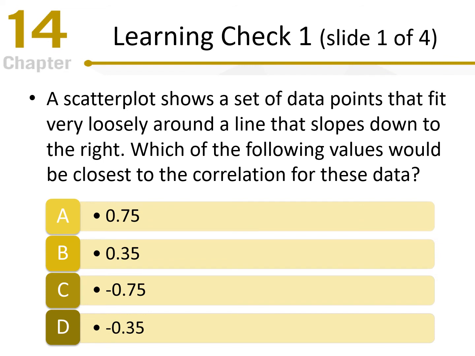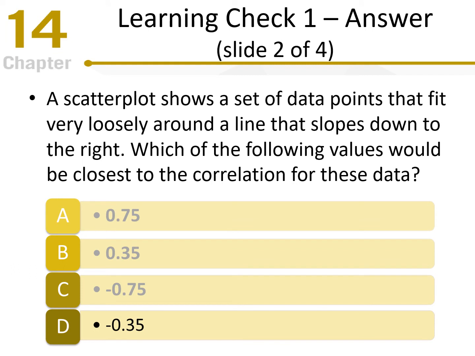Let's look at question 1 here, learning check 1. A scatter plot shows a set of data points that fit very loosely around a line that slopes downwards to the right. So the line is going downward, left to right, but the data points fit a line very loosely, which means that they're spread out a lot. So that shows me that it's a weak correlation because the data is fitting the line loosely. And if it's going down from left to right, that means negative. So it has to be weak negative correlation. And the only weak negative correlation here would be D, negative 0.35. And obviously that's the right answer.